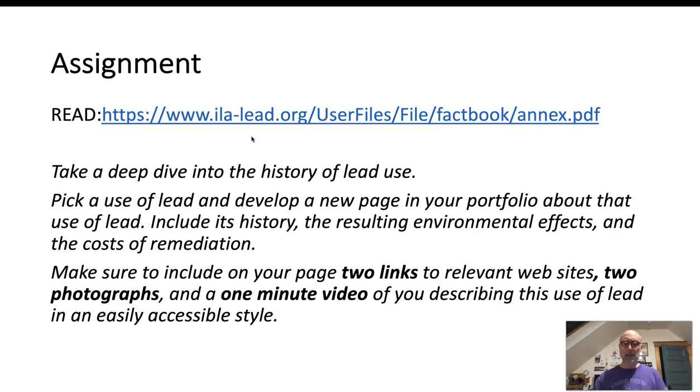So on your page, make sure to include 2 links to relevant websites, URLs for websites that we and others can go look at, at least 2 photographs, and then a 1-minute video of you describing this use of lead in an easy, accessible style for people to listen to. So that's your assignment for today. We look forward to seeing what you find out about lead, and we will see you all tomorrow.